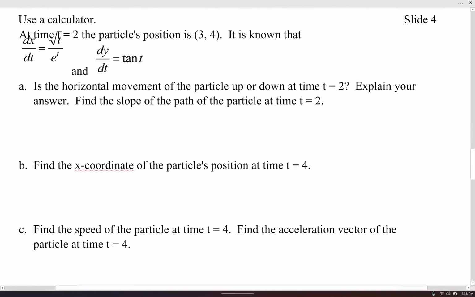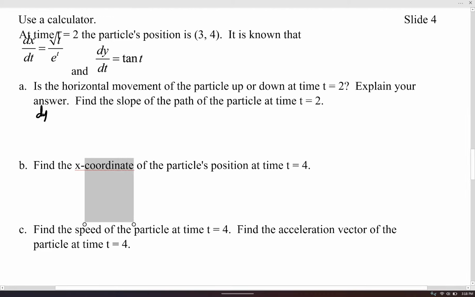At time t equals 2, the particle's position is (3, 4). It is known that we have two derivatives here. Is the horizontal movement of the particle up or down at t equals 2? Explain your reasoning. Find the slope of the path of the particle at time t equals 2.